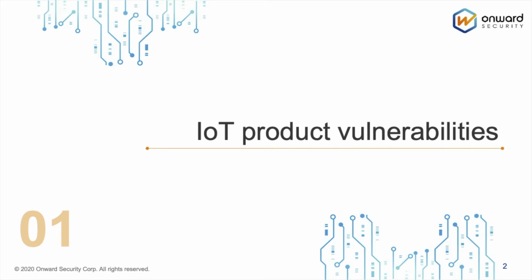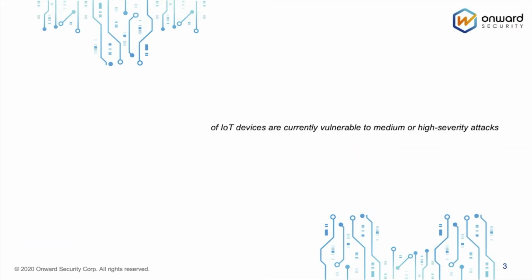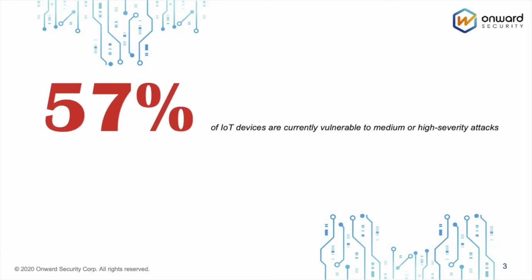First of all is IoT product vulnerabilities. According to the research, 50% of IoT devices are currently vulnerable to medium or high severity attacks. It means if I am a hacker, I can use this vulnerability to make your device not work, or compromise your device to get full control of it. I can get an image, I can control your device, I can change your settings. So it's a very critical issue.